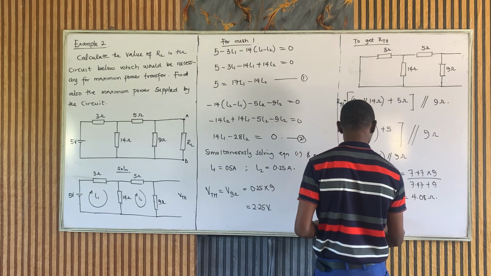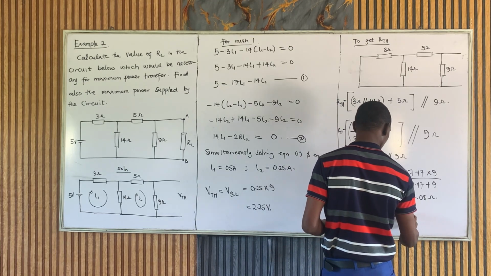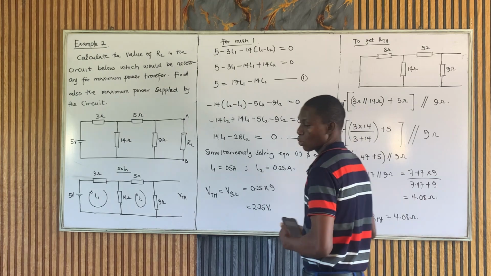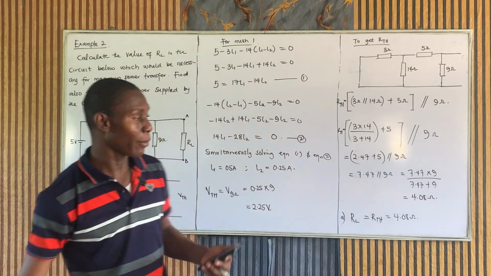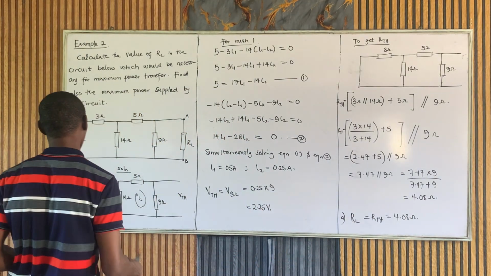So we can now say that RL, which is the first part of this question, is the same as your RTH, which is 4.08 ohms. So we are done with getting our RL that will give us maximum power. Then we can calculate the maximum power now.